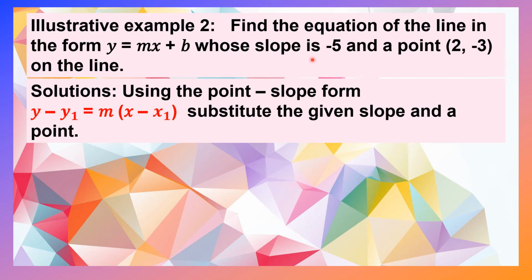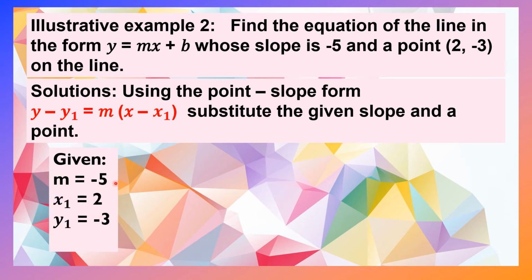So, yung slope natin or m is negative 5. And then, yung ating point which is 2, negative 3, yung 2 is our x sub 1. And yung negative 3 is our y sub 1. So, i-substitute na natin itong given natin dun sa ating formula. So, papalitan lamang natin yung y sub 1, yung m, at yung x sub 1.